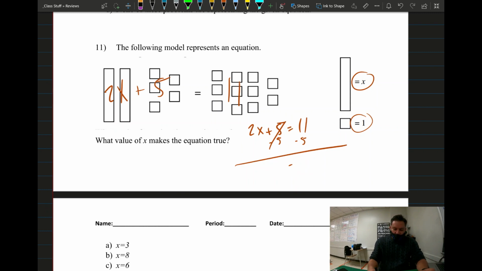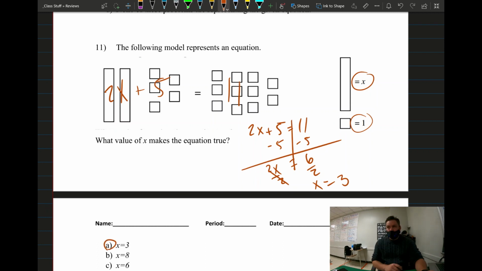Let's do this again. So 2x plus 5 equals 11. You're going to subtract 5 on both sides. So you have 2x equals 6. Divide by 2, divide by 2. So x equals 3. Boom. That's it. That easy.